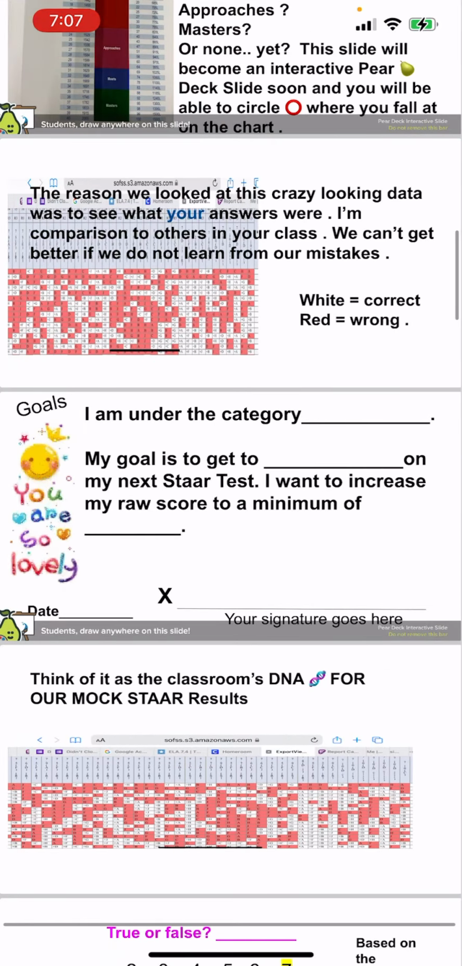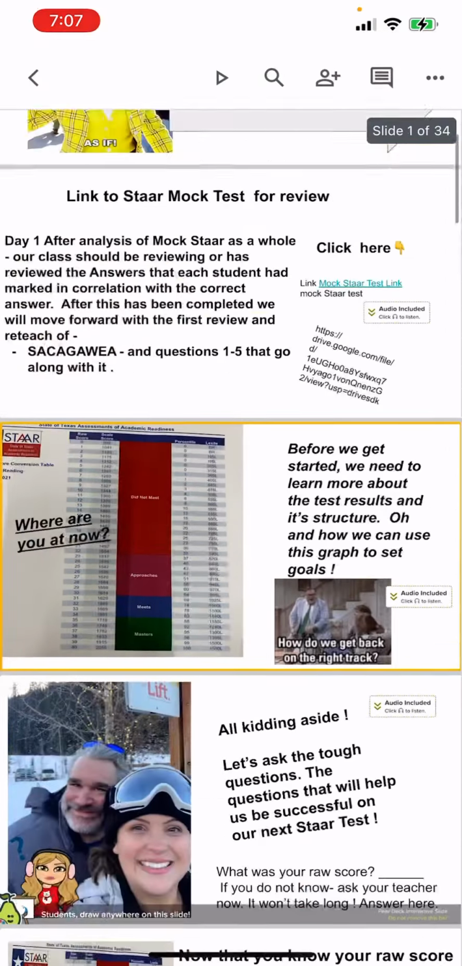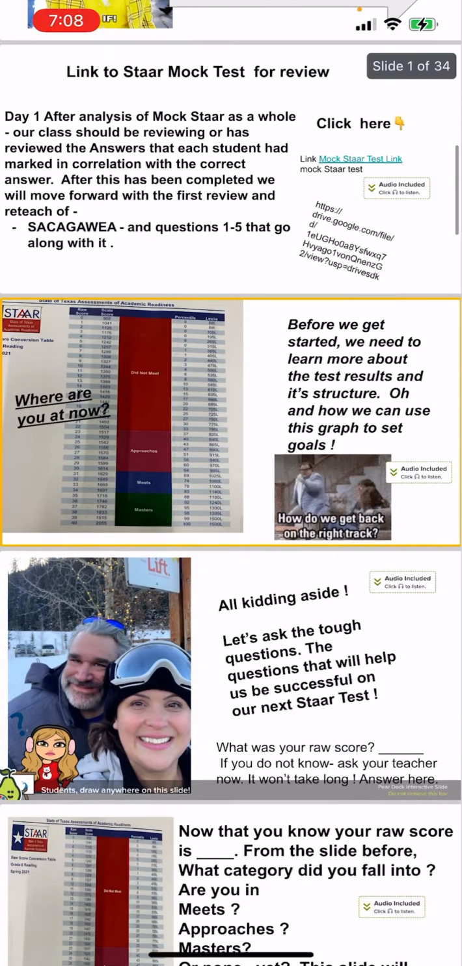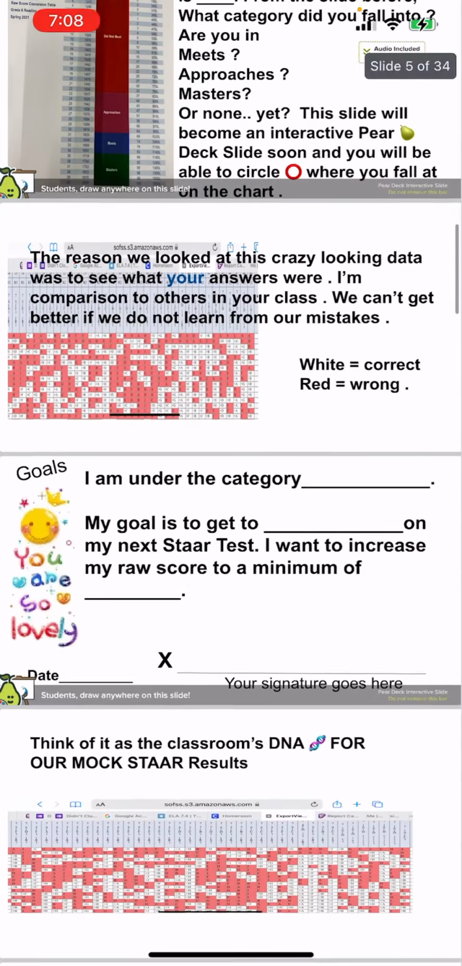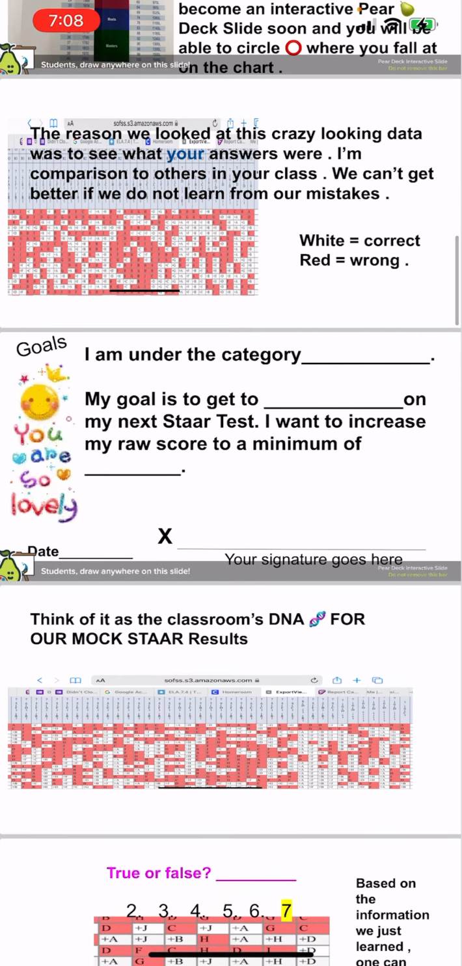Oh, and what I would do, parents, especially y'all that are watching this, is tell your kid to get out either their phone or their Chromebook, have them click on Google Classroom, show you the link they did today, and make sure that you go to slide 1, 2, 3, 4, 5, 6. On slide 7, this should be filled out. They should say, I'm under category blank.